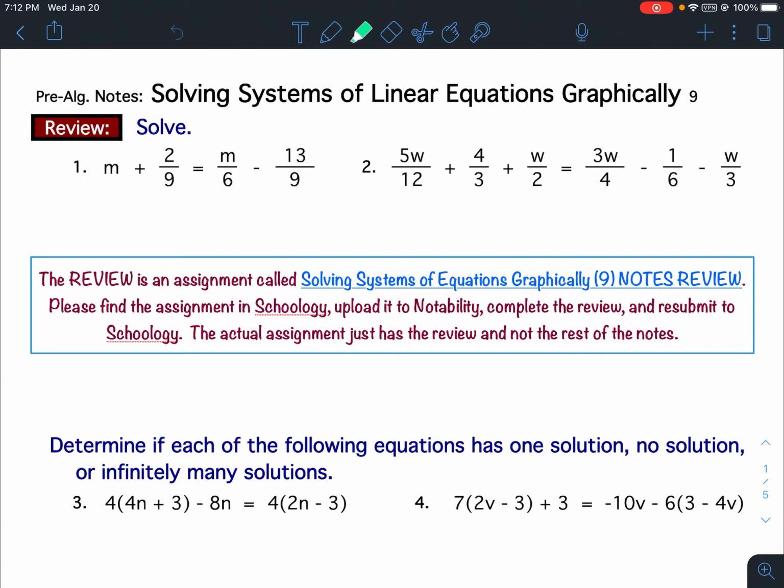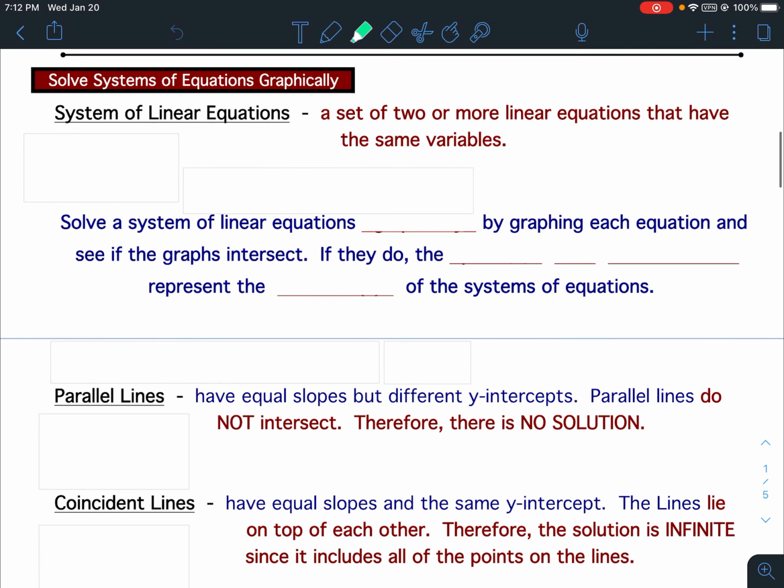If you need help with finding the least common denominator for 1 and 2, I would refer back to the notes for multi-step equations.